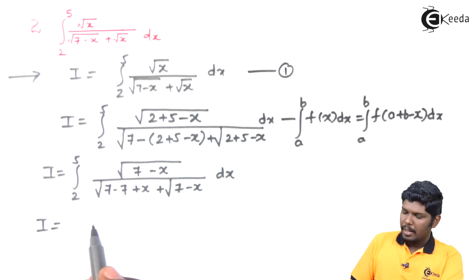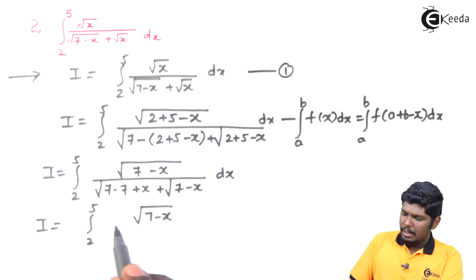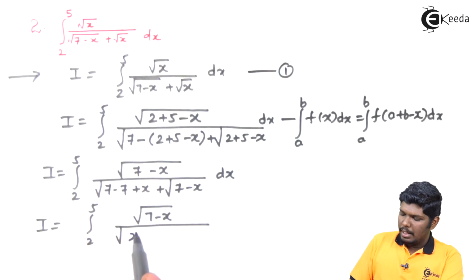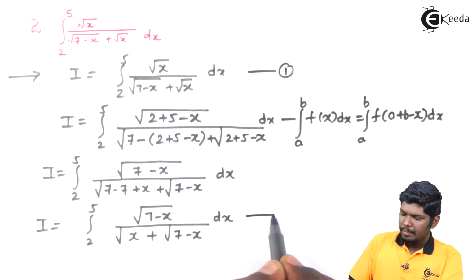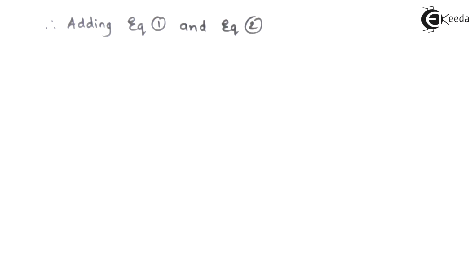On further solving, I is equal to integral 2 to 5 under root 7 minus x upon under root of 7 minus 7 will be cancelled. We have root x left plus under root 7 minus x dx. Now let us consider this as equation number 2. After this, the next step will be adding equation number 1 and 2. On adding the left hand side, we have I plus I, and on adding the right hand side, we will have the denominator same. As you can see, it is root x plus under root 7 minus x. Adding equation number 1 and 2.